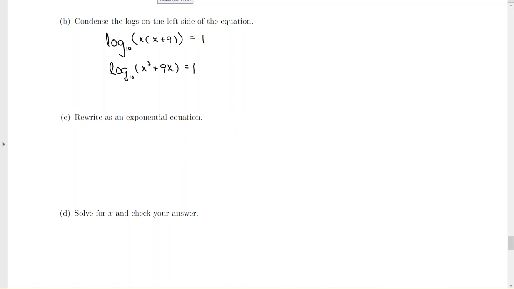Step C, rewrite as an exponent. So I'm trying to solve for x. I can't move anything more. I need to get rid of the log. So the opposite of log is exponent. The base of the log becomes the base of your exponent. Your power, remember, is always on the other side of a logarithm. So 10 to the 1 equals x squared plus 9x.